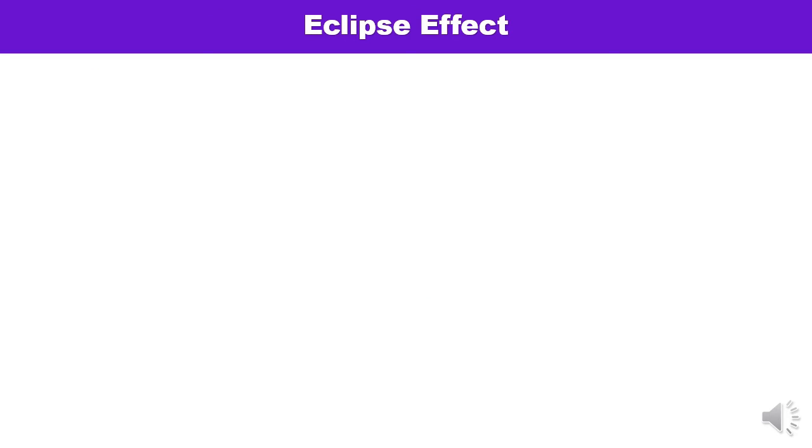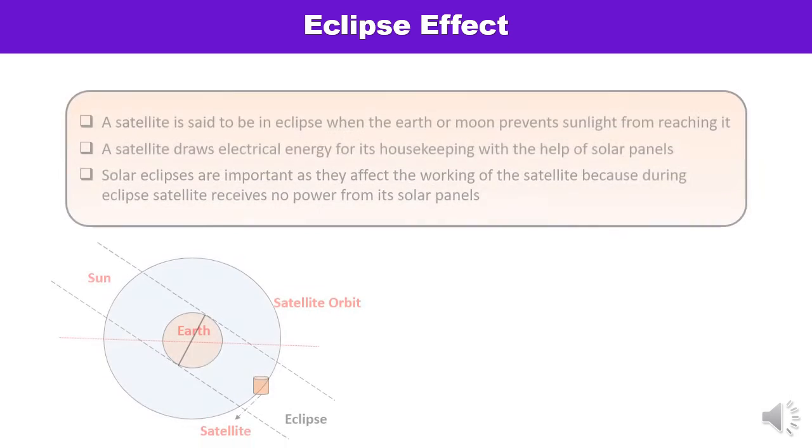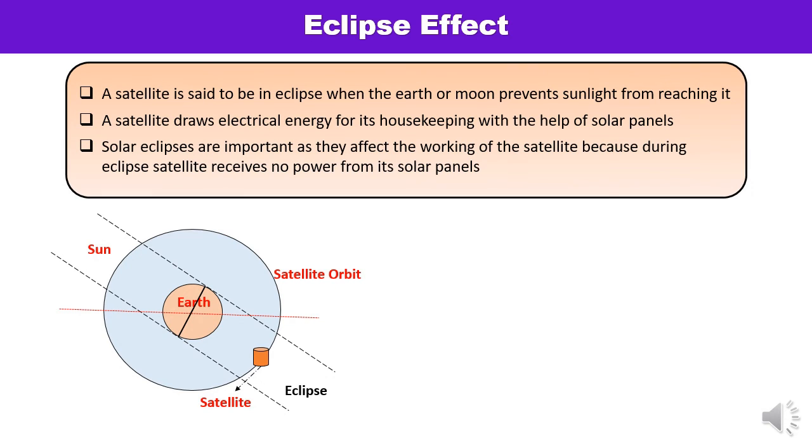Next is the eclipse effect. You know this particular effect also, solar eclipse, lunar eclipse, because Earth and Moon are going to impact the satellite a lot. A satellite is said to be in eclipse when Earth or Moon prevents sunlight from reaching it. And a solar eclipse due to Earth lasts for several days. That is why the eclipse due to the Moon is more important on the communication satellite, right?